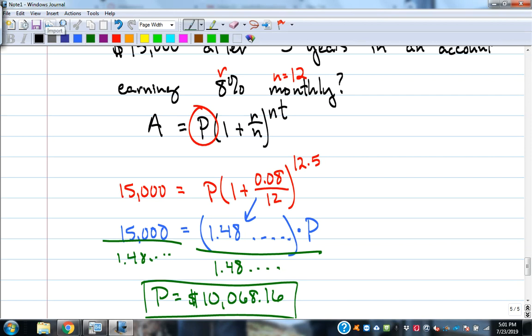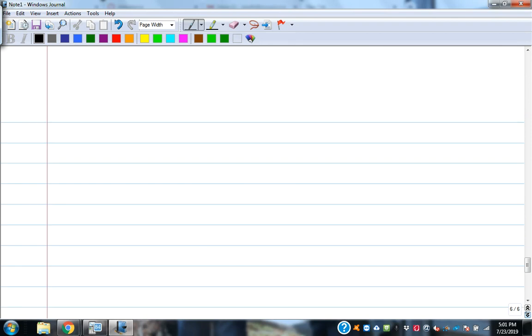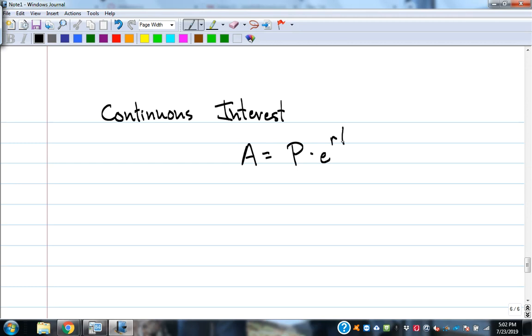There's another type of interest that most banks don't use, but it is possible to use. It's called continuous interest. Continuous interest has a different formula. It's a much easier formula to remember, in my opinion. It's account worth is principal times e to the RT. I call it the PERT formula. That e is the exponential number. It's about 2.71 and some change, and we'll talk about that more as we go through this evening.